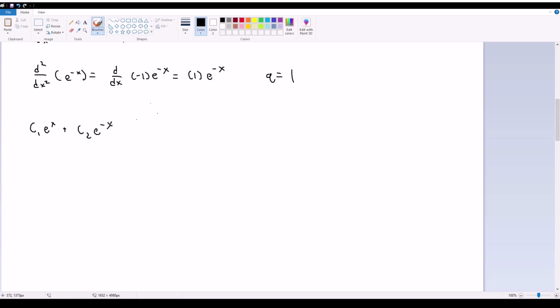Now, what are the simplest choices you can choose for c1 and c2? The simplest is 1, 1, and then 1, negative 1. Or the other way around, negative 1, 1, however you want. So I have e to the x plus e to the negative x as my first linear combination, and I have e to the x minus e to the negative x as the second linear combination.